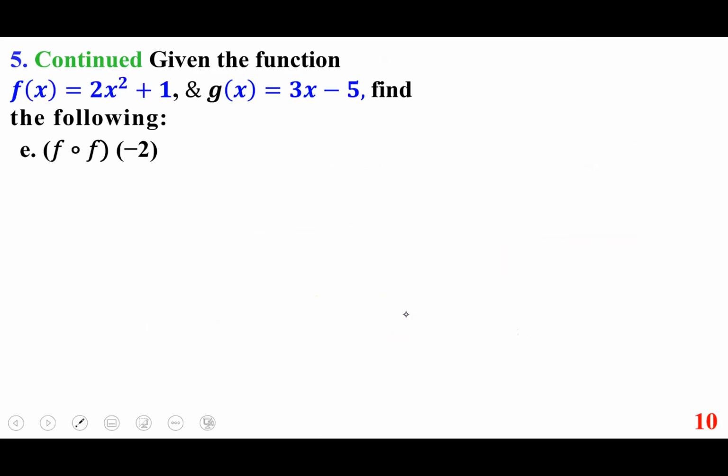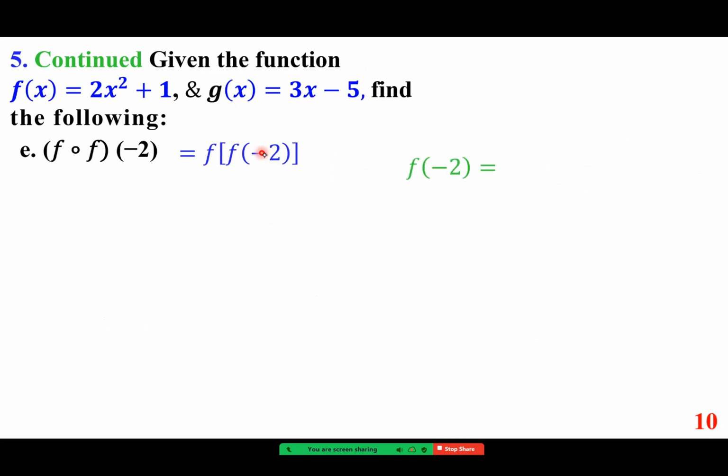F of x is given again the same thing, 2x squared plus 1, g of x is given as 3x minus 5, and we want to find f of g of negative 2, which means first we have to find g of negative 2. How do we find that? We replace this x with negative 2.